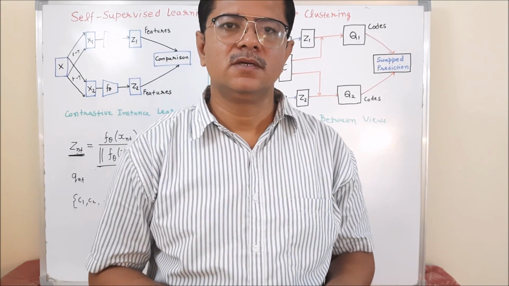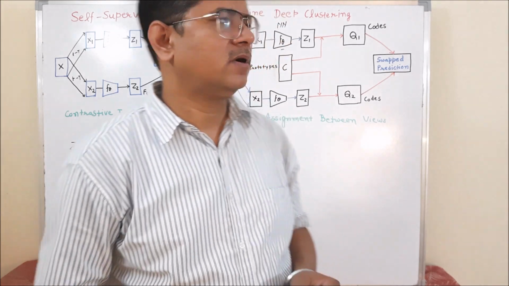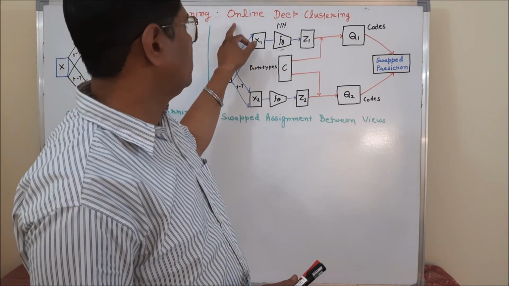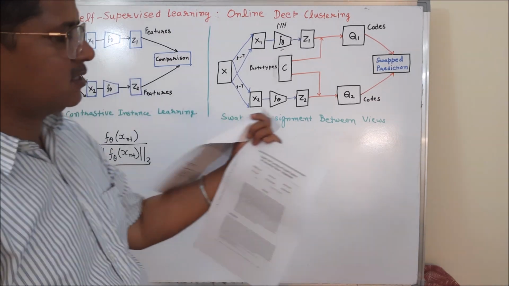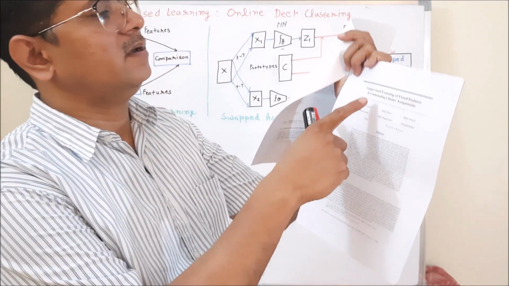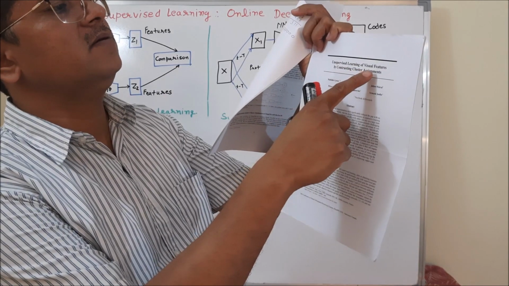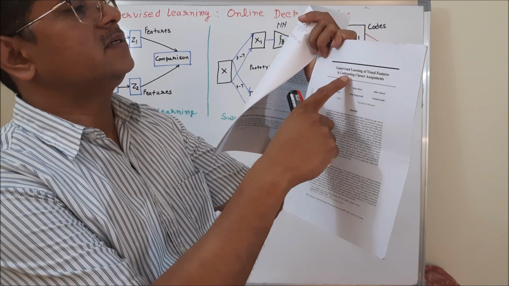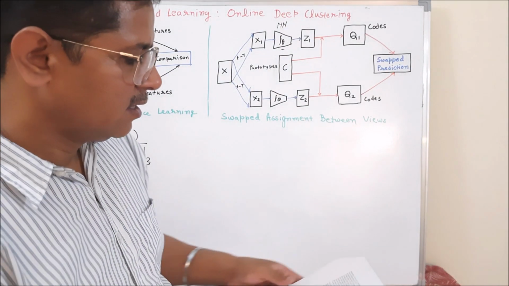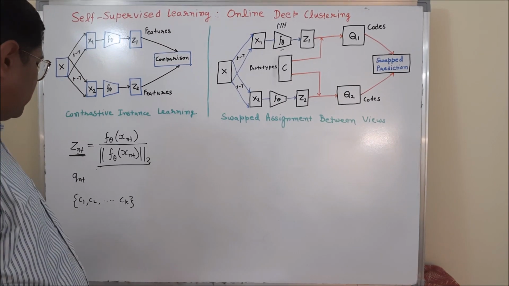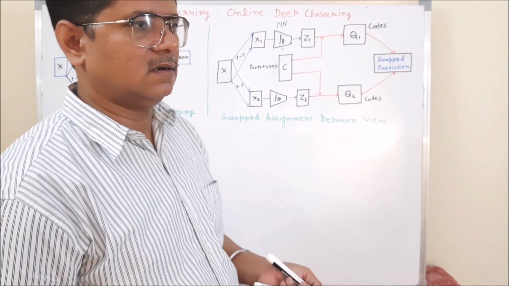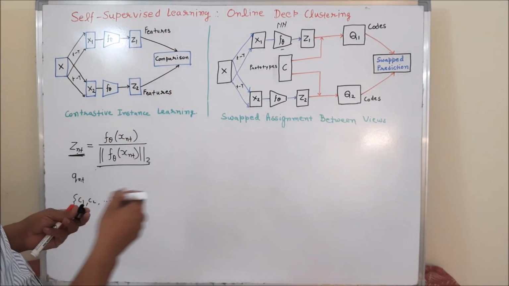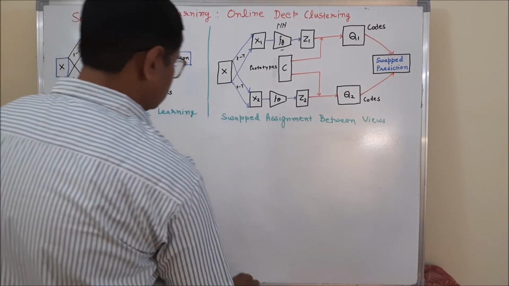Hello, I'm Neeraj. Today I will try to discuss one important paper related to online deep clustering. For this, I will use the Facebook AI Research paper. The title is Unsupervised Learning of Visual Features by Contrasting Cluster Assignments. I will try to discuss and explain this paper in a very simple way, so that anyone can easily understand.